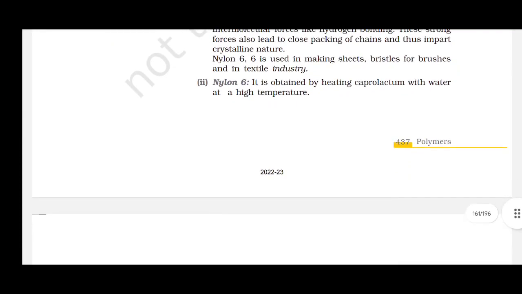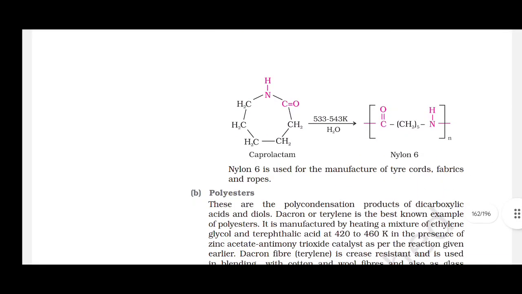Nylon 6. It is obtained by heating caprolactam with water at high temperature. तो हमारे पास क्या है? देखो कैप्रोलैक्टम है और उसको हाई टेम्परेचर पे हीट किया तो फिर क्या बन जाएगा? नाइलॉन 6. Nylon 6 is used for manufacture of tire cords, fabrics and ropes.